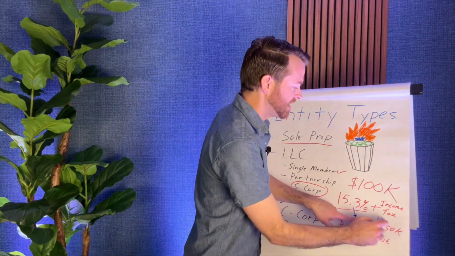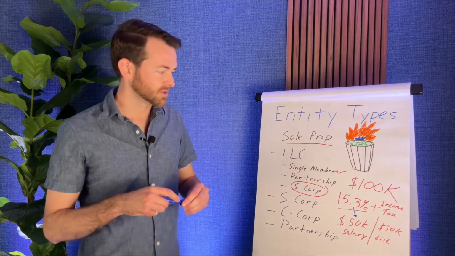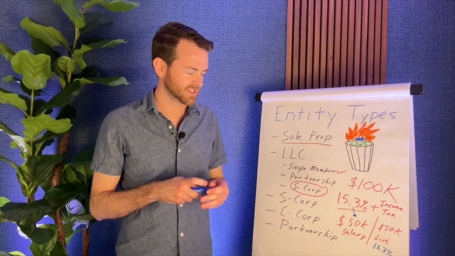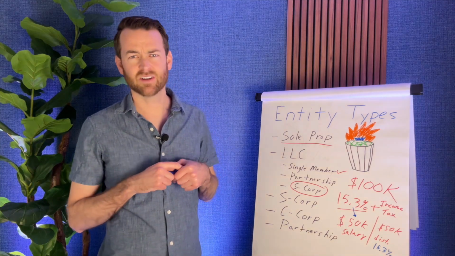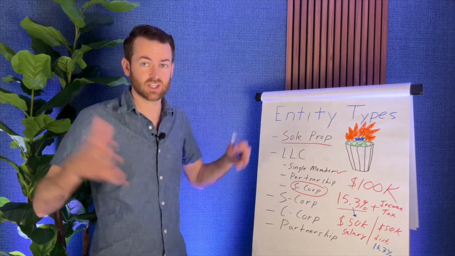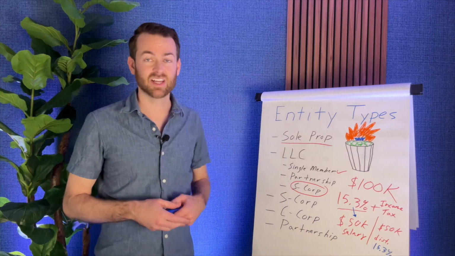It does not apply to the $50K distribution. So that means that you are saving 15.3% over here, which ends up being like $7,650, something like that. So $7,650 just for this, each year, just for this one change, and it doesn't take a lot of time.